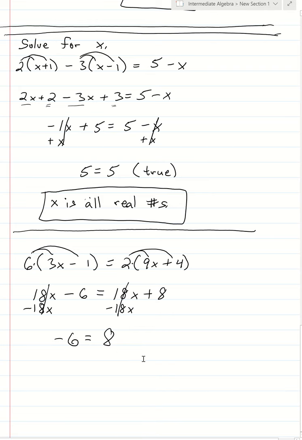We didn't do anything wrong. However, we are left with a statement that is, of course, false. And when you are left with a false statement, I don't care what the statement is, okay?